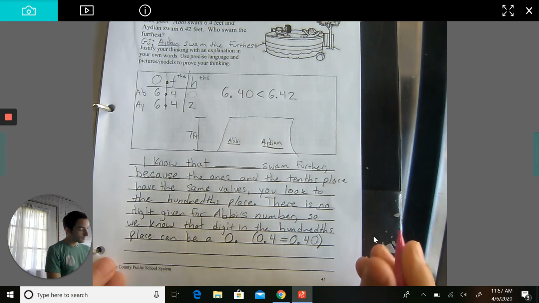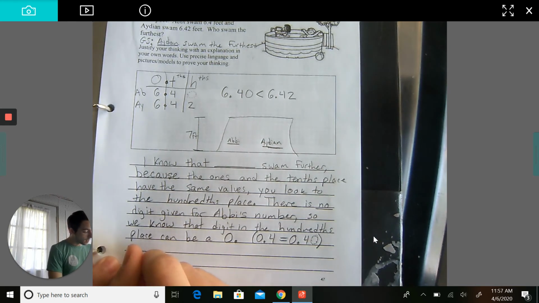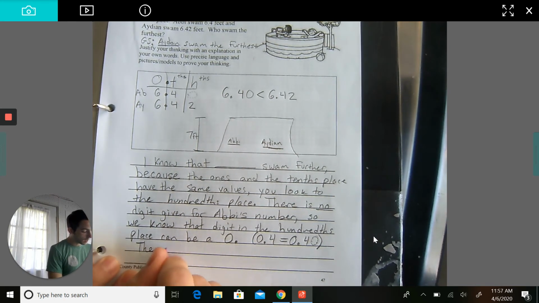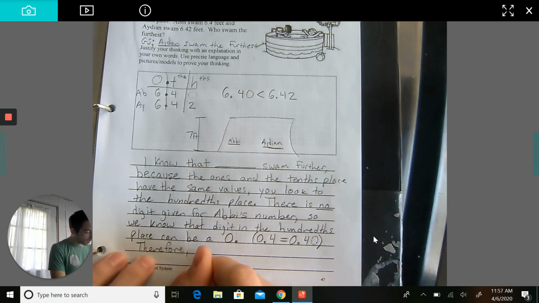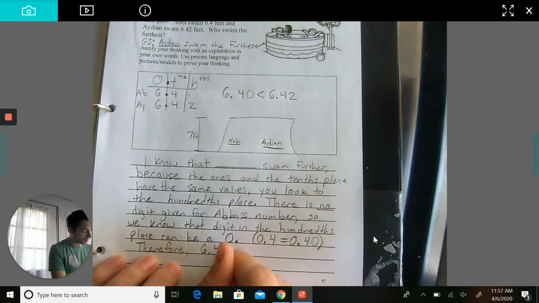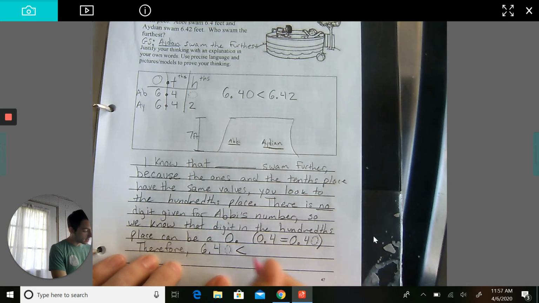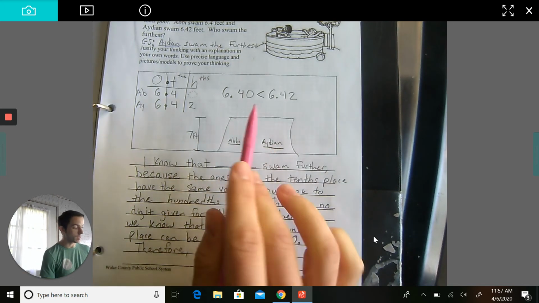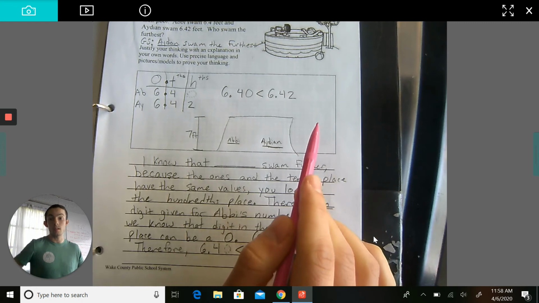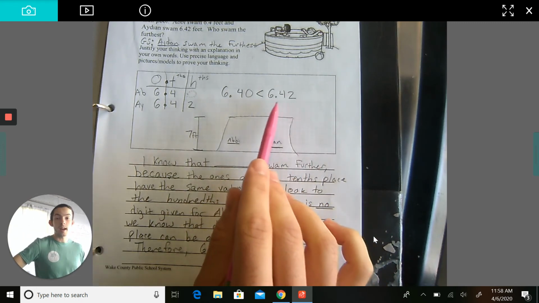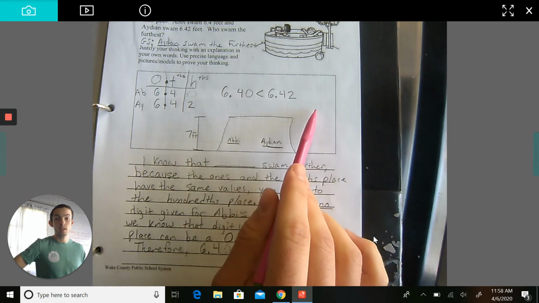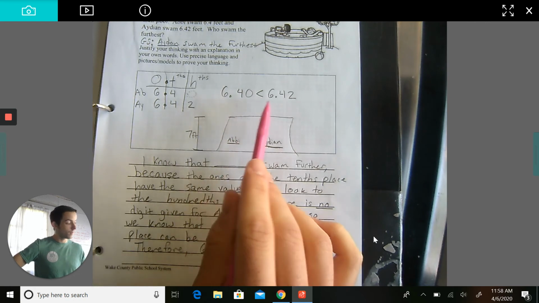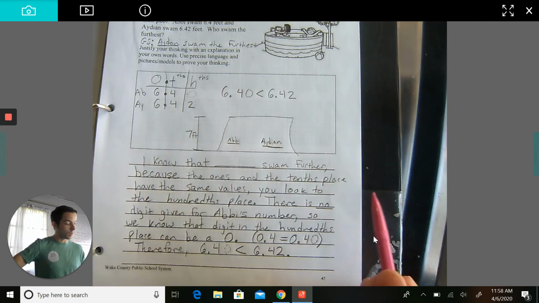Okay? Therefore, 6.4, and then that 0 reminds you that it's a 40, is less than 6.42. And there we have it. We see that if, of course, remember this is in terms of money, you're always going to want the higher amount. So 6.42 is greater than 6.4, also known as 6.40.